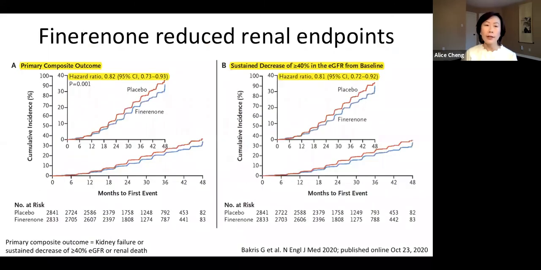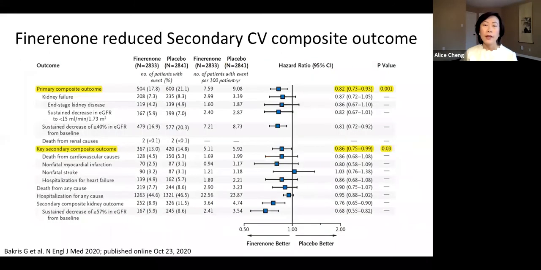And what they ended up finding on the far left is their primary composite endpoint, which was kidney failure, so progression to dialysis, or sustained decrease in GFR or renal death, significantly reduced in the blue line, those on Finerenone, compared to the red line, those getting placebo. And then on the right-hand side, you've got sustained decrease of GFR. And again, you see sustained reductions in those receiving Finerenone compared to those receiving placebo. And then in terms of secondary cardiovascular outcomes, as shown on the bottom here, their key secondary composite outcome, which was a cardiovascular one, was also reduced.